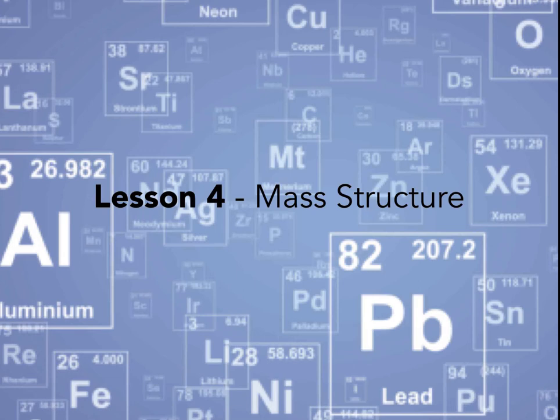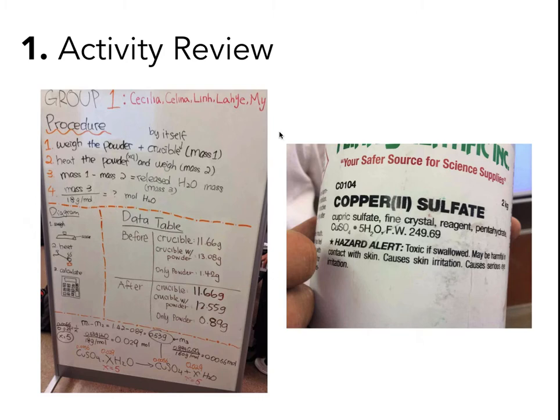Welcome to lesson 4 entitled Mass Structure. In class, we looked at a copper sulfate hydrate and we tried to figure out the number of moles of water. Turned out that there was exactly 5 moles of water per every 1 mole of copper sulfate. Many groups actually figured that out. Here's an example of one that did.